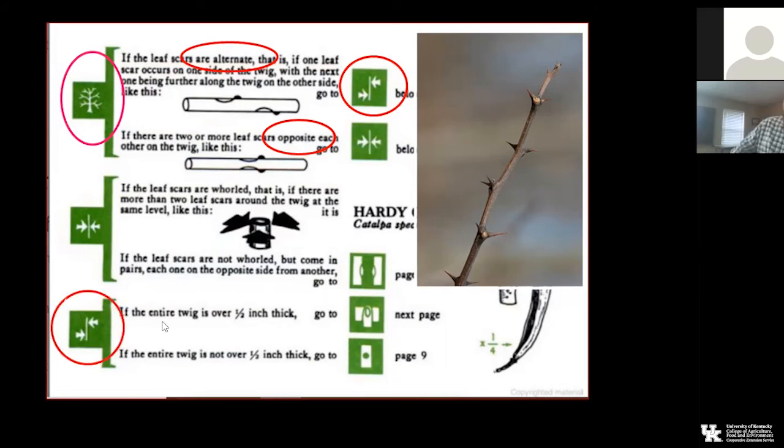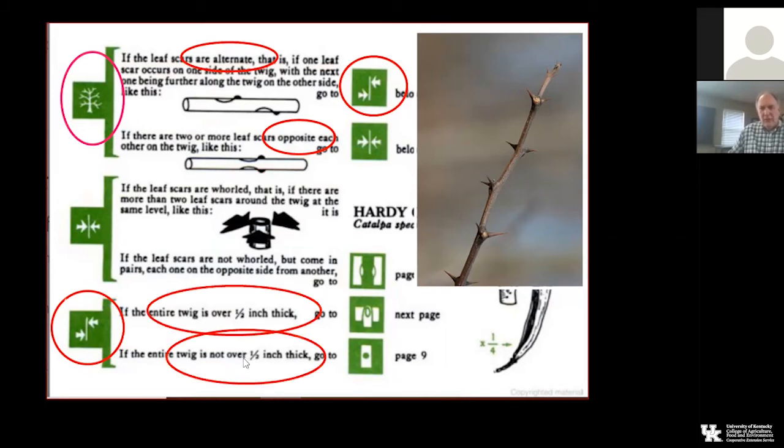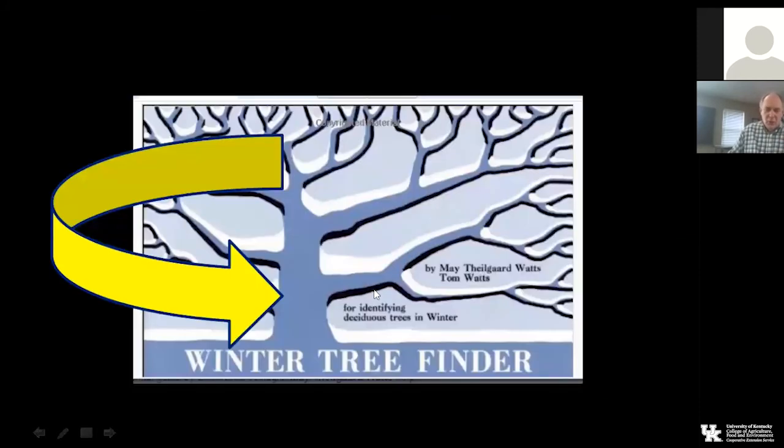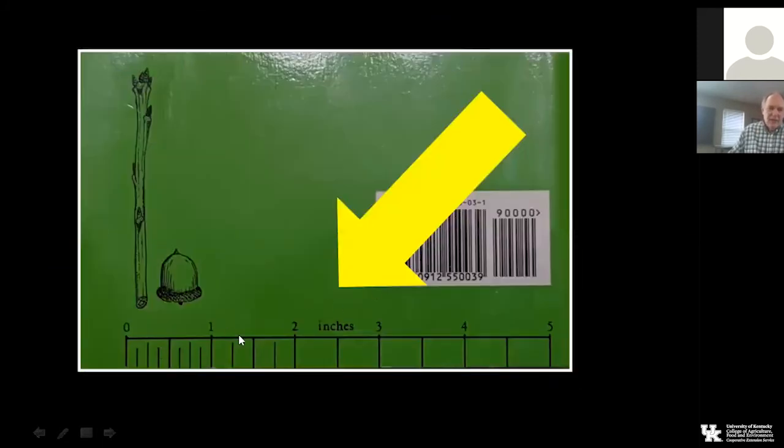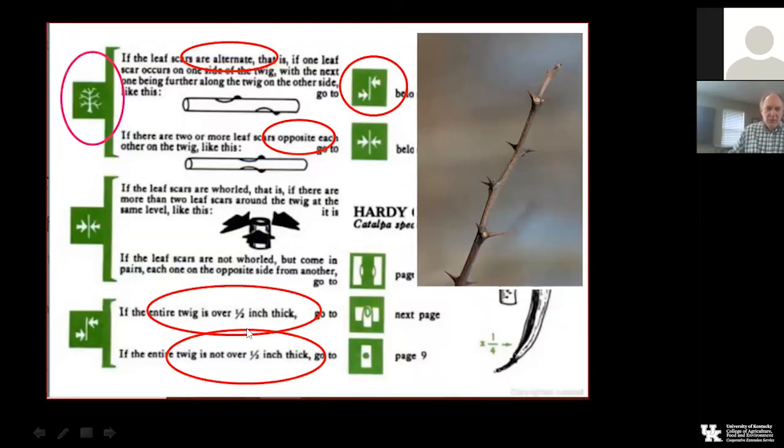It says if the entire twig is over a half an inch thick, well, let me just click on that. It is over a half or under a half. And you're going to say, we can't measure it. Well, I'll tell you very quickly that you can see that it doesn't look very robust. But I want you to know that when you buy this book, on the back side, there is a ruler also enclosed in it. So you can actually measure it with your book out there. But I will tell you that this is not over an inch thick. An inch thick would be maybe a buckeye. That would probably be a good example of that.